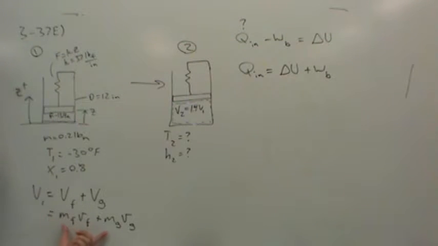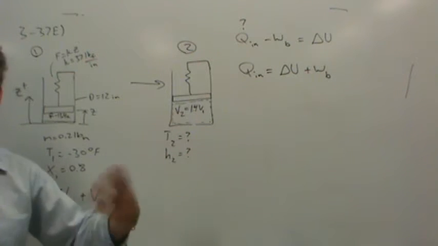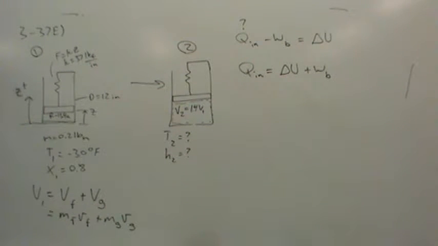Well, I already know a relationship between these two, right? It has to do with quality. And I've been given the quality. Plus, I can look up v_g and v_f for this temperature. And so I might be able to come up with the initial volume. Why would I care? Well, that'll help me calculate the volume in state 2. And at least I can start to work on this problem. Okay? So let's see what we can get.